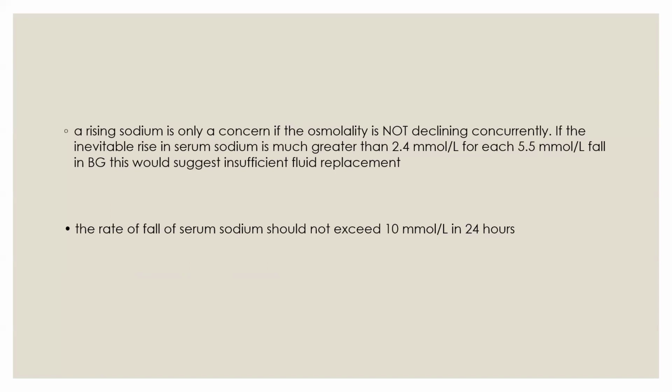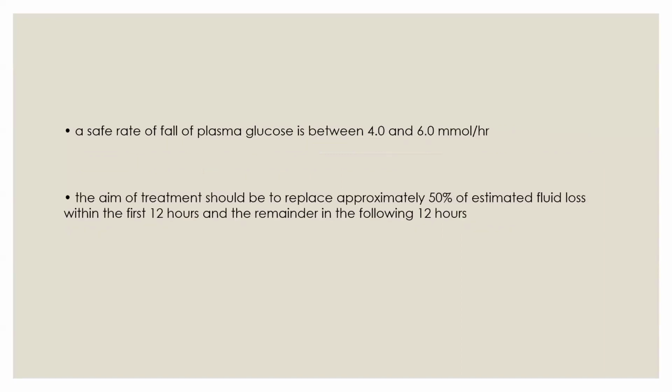If the inevitable rise in serum sodium is much greater than 2.4 mmol per liter for each 5.5 mmol per liter fall in blood glucose, this would suggest insufficient fluid replacement. The rate of fall in serum sodium should not exceed 10 mmol per liter in 24 hours. A safe rate of fall of plasma glucose is between 4 to 6 mmol per hour. The aim of treatment should be to replace approximately 50% of estimated fluid loss within 12 hours and the remainder in the following 12 hours.